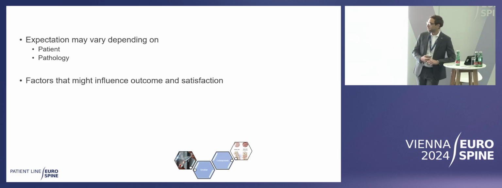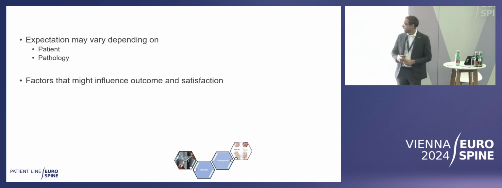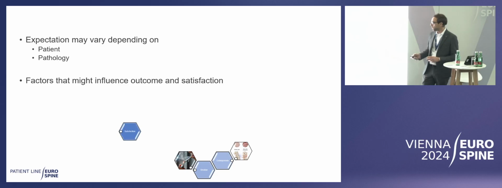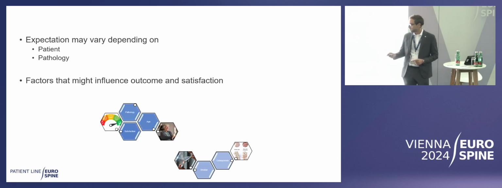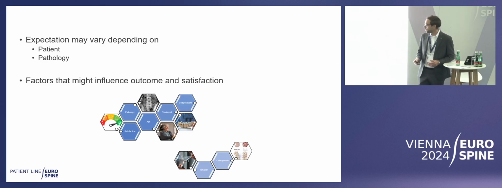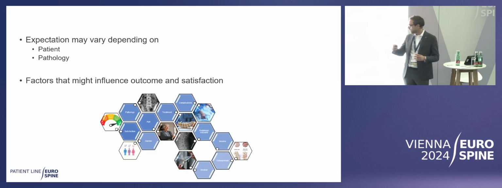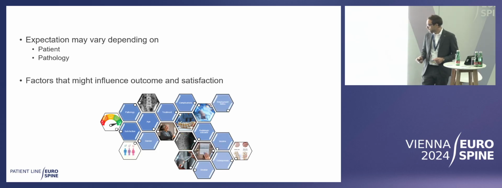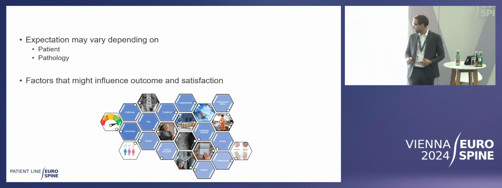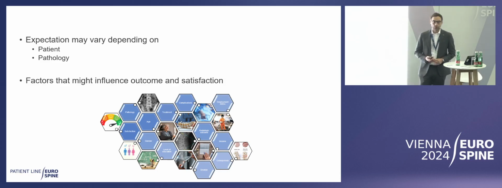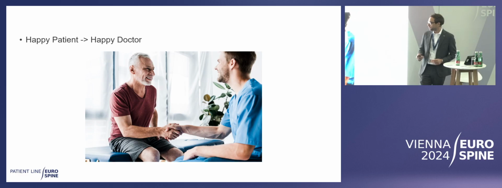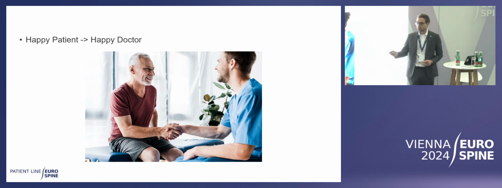Expectations of the patients may vary a lot, being the individual patient different, the age, the pathology, as I said, and there are a lot of factors that might influence outcome and satisfaction. Just to list some here, like the age, the pathology, the treatment and complications, of course, the radiologic outcome, but it's a lot about individual characteristics also, like the gender, is it a smoker, does the patient have osteoporosis, his employment status, his level of education. So it's very different factors which we also have to consider when we talk with our patients. And after all, we want to end here to have a happy patient, and then we are happy as a doctor, hopefully.